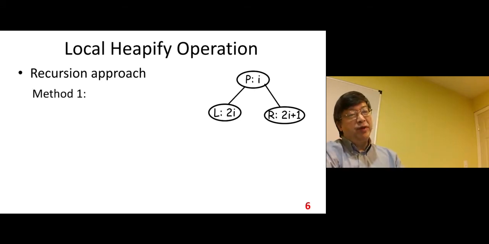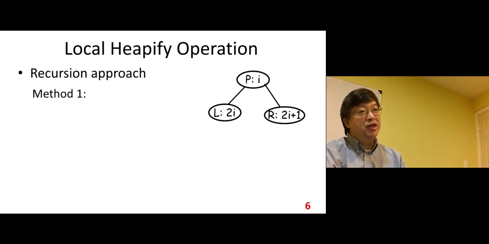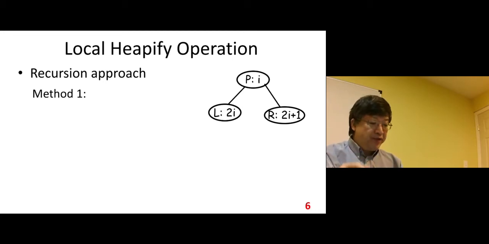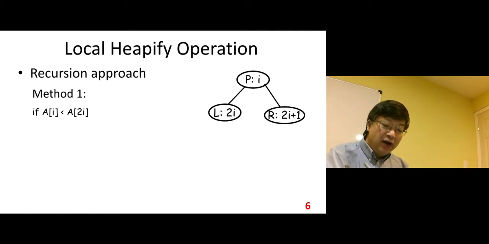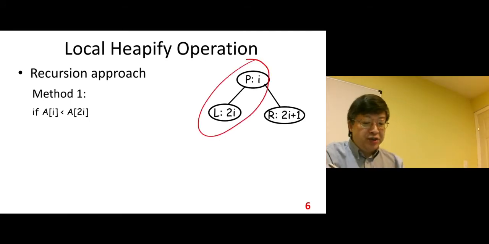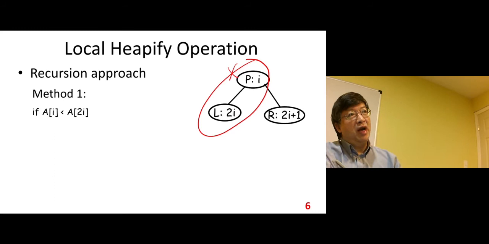Let's look at the first method. Here I give you two methods, and let's compare these two methods after that. For the first method, let me describe step by step. Try to follow closely. Although not too hard, we need to follow. First, we compare values of these two nodes. If A of i is less than A of 2i, this is a violation, right? So we detect the violation.